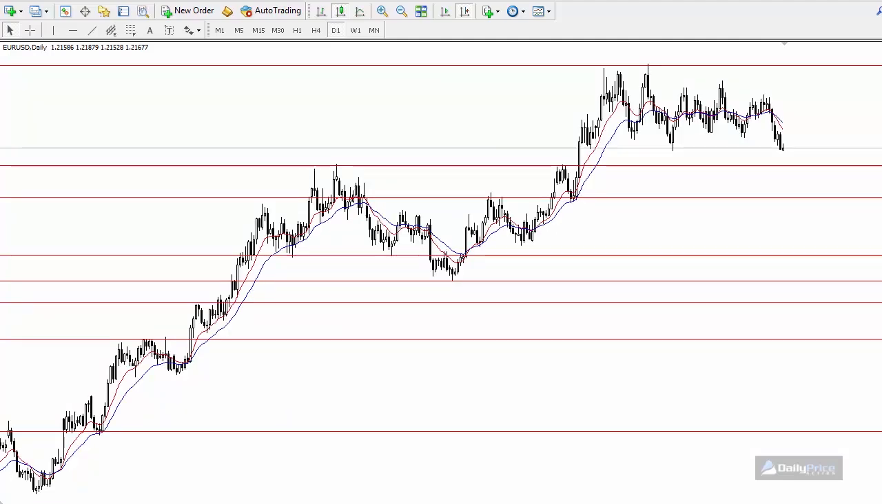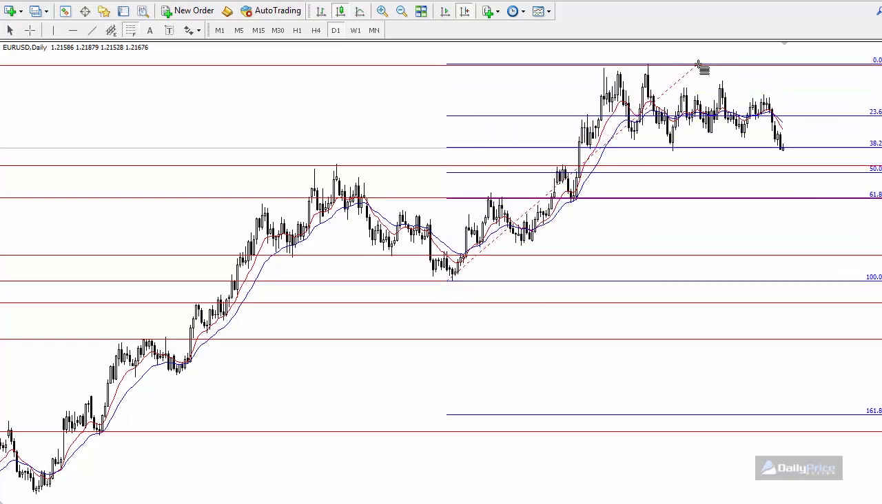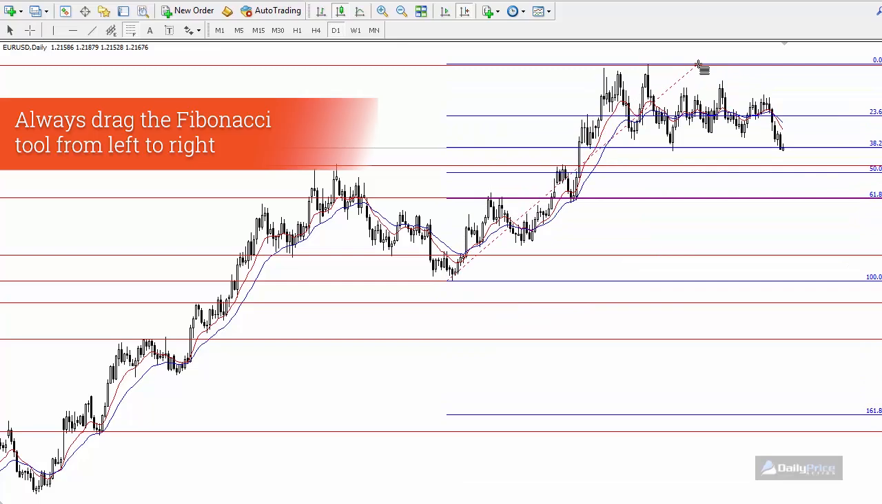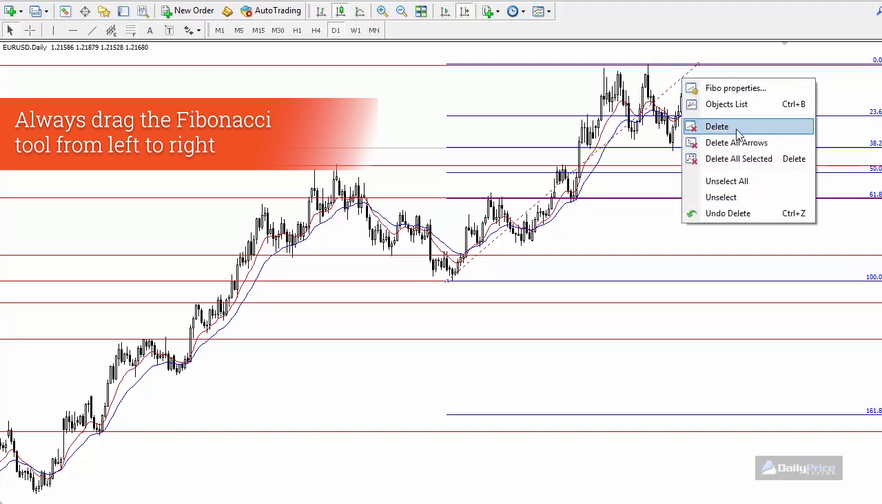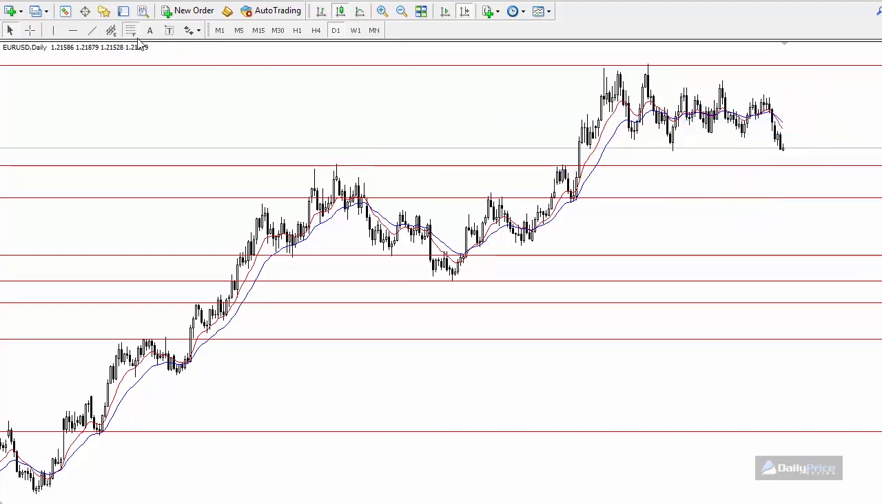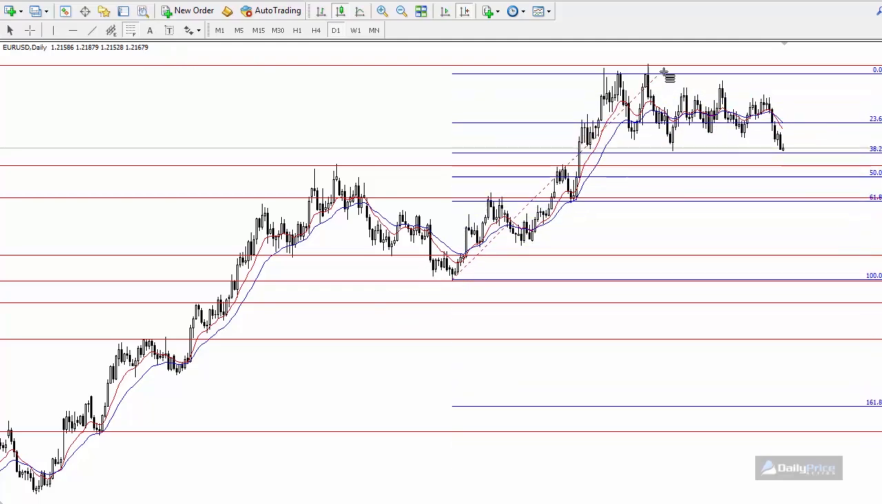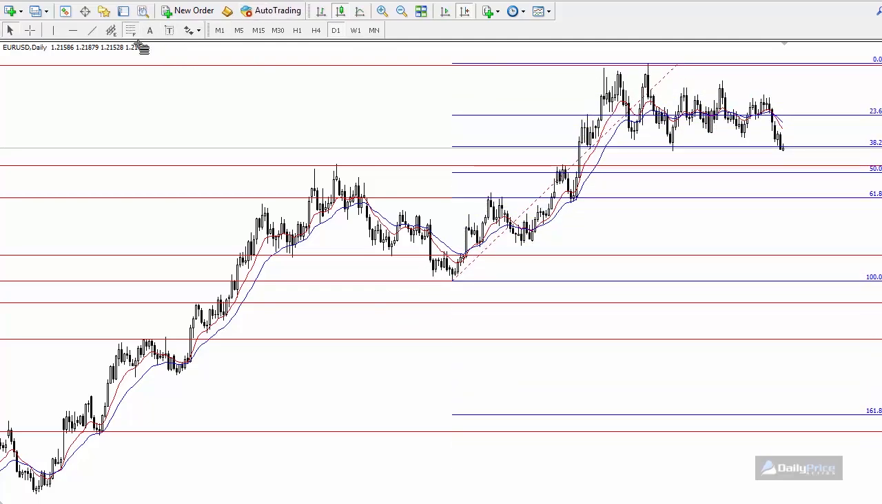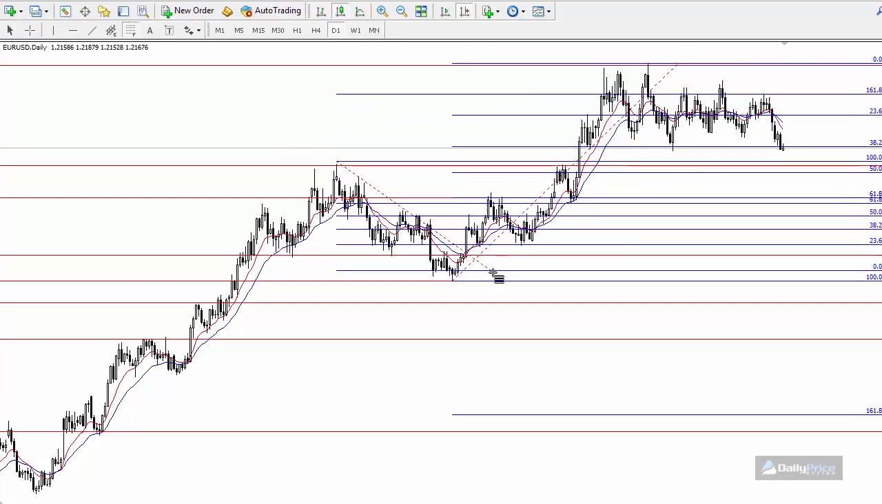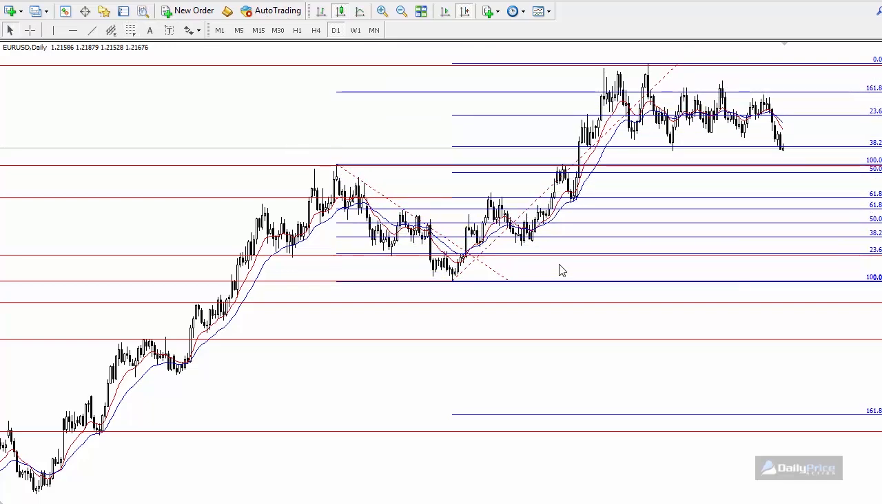And one last thing I want to point out before we go is when you're using the Fibonacci tool, you always want to drag from left to right. So it doesn't matter if you're going from a swing low to a swing high or from a swing high to a swing low, you always want to drag left to right. So it would be from this low to this high, or from this high to this low. But notice how I'm always dragging it from the left side to the right side.